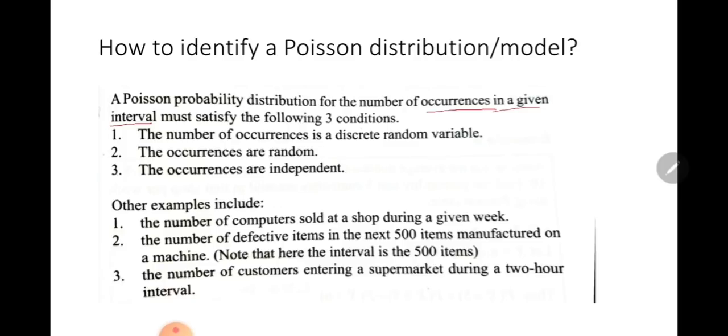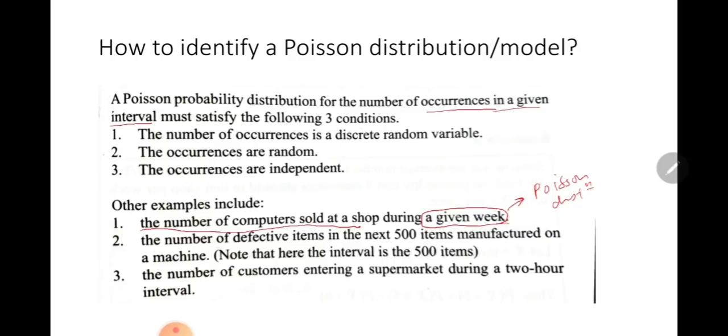The number of occurrences is a discrete random variable. The occurrences are random, and the occurrences are independent. An example for Poisson distribution is the number of computers sold at a shop during a given week. If you look at the number of computers sold at a shop, this one could be a binomial, but you have an added breakdown, which is that the occurrence is in a given interval. For example, here it is during a given week, so there is an interval. In a week, how many computers are sold. If you have the interval, it means that this is a Poisson distribution. Otherwise, if you have no interval for the occurrences, that would be only a binomial.